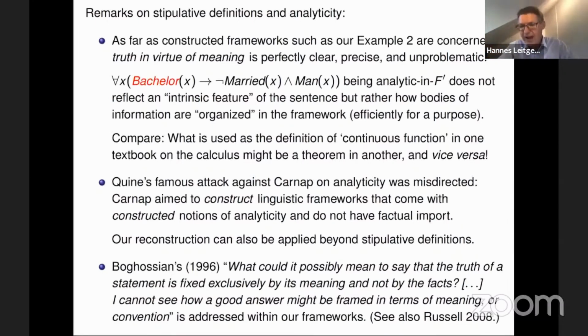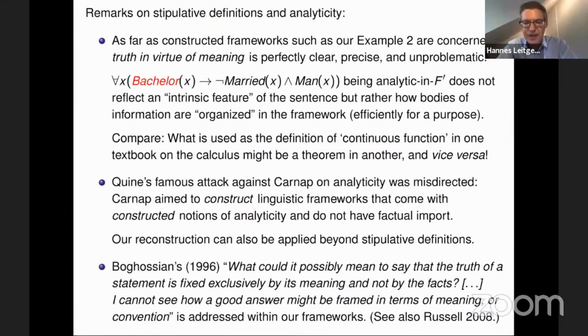So Quine, I think, was right that there is no clear notion of analyticity for natural language, except maybe, think of Boghossian, maybe an epistemic notion or so. I will not deal with that here. But it's certainly not what Carnap was interested in. Carnap was interested in a notion of analyticity that comes with artificially constructed linguistic frameworks. That's exactly what I've done here. And these frameworks for Carnap didn't have factual import, and they do not have factual import in my case.